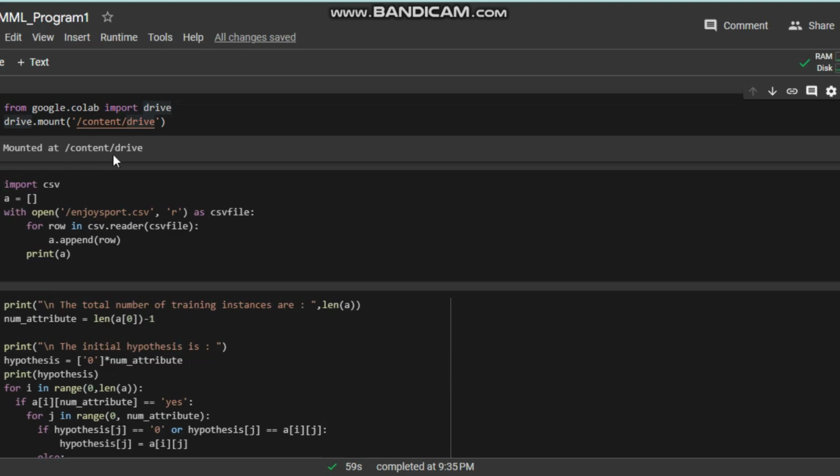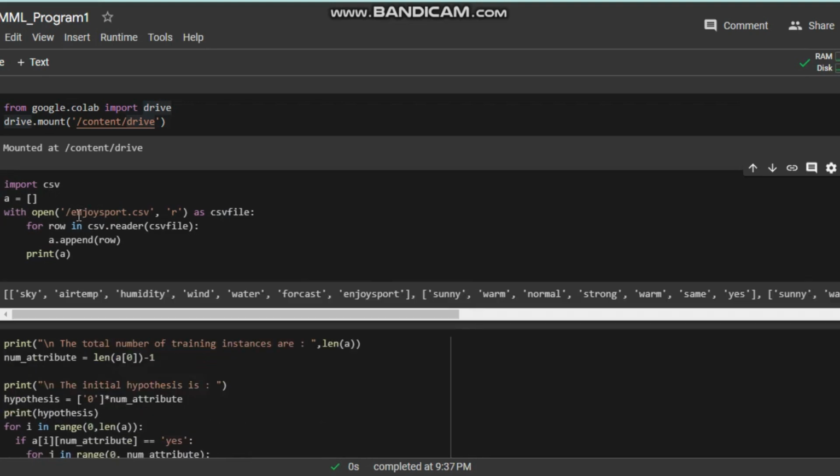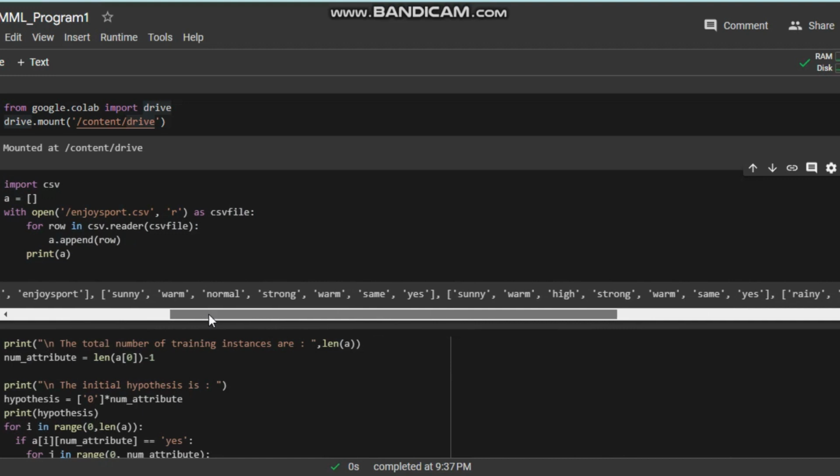Coming back to my Google Colab, here I have the CSV file in my drive and I have imported it. In this part of our code, we are importing that CSV file, and with the following code, we are loading that file as a CSV file using with open. This is the name of my CSV file, in read mode. As you can see, all the data is being read and stored in arrays. This is your training data.